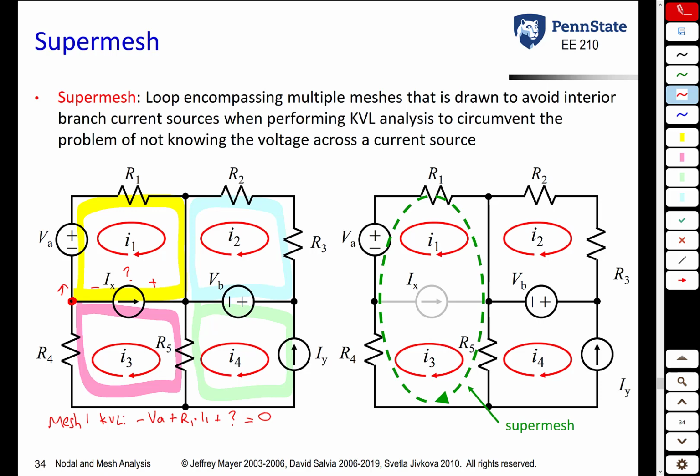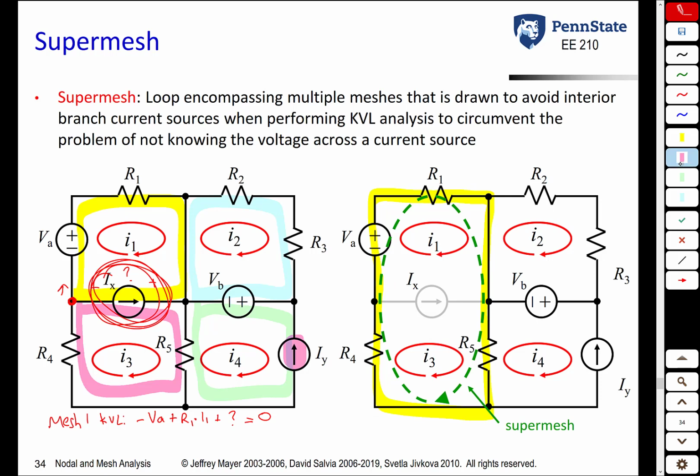For the green mesh, you don't have to worry about it because you don't have to write a KVL equation there. Because you have a perimeter current source there, we don't have to worry about the green mesh. And likewise, we don't have to worry about the blue mesh because there is no current source. But this source here is going to cause a problem. So the solution here is to do a supermesh. Rather than having the separate yellow and pink meshes, we're going to have a single mesh called a supermesh. We're going to pretend that current source didn't exist. So I have it grayed out here, and we're going to use this supermesh.